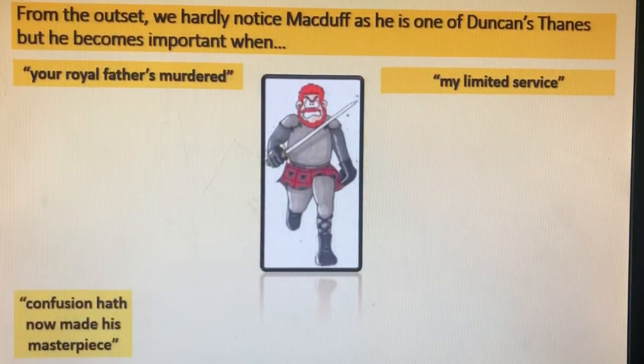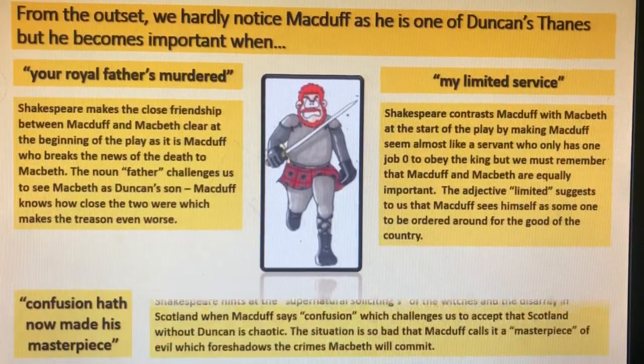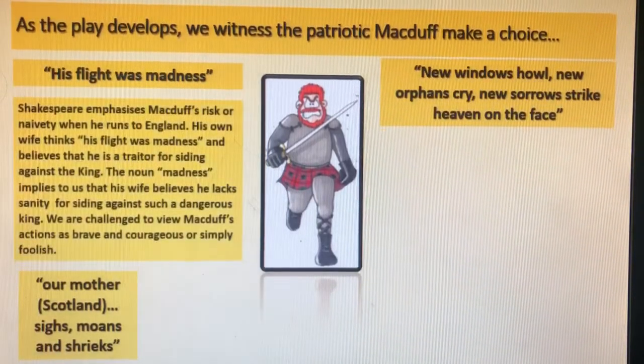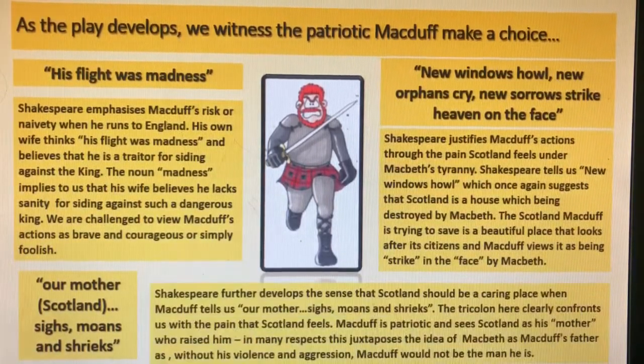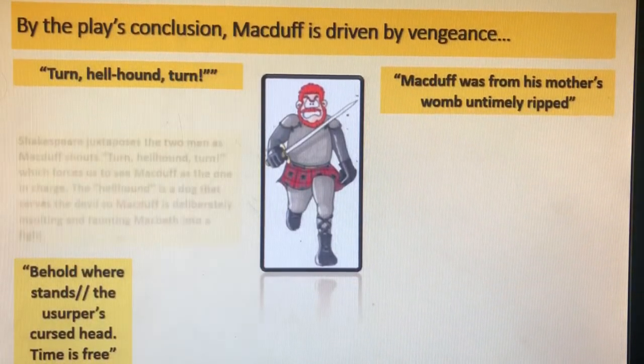Here on these next screens are the key quotes of Macduff and what you'd say about them. Please freeze the screen at the appropriate time so you can make notes. This is the beginning of the play. Then we have the middle of the play. And then we have the end of the play.